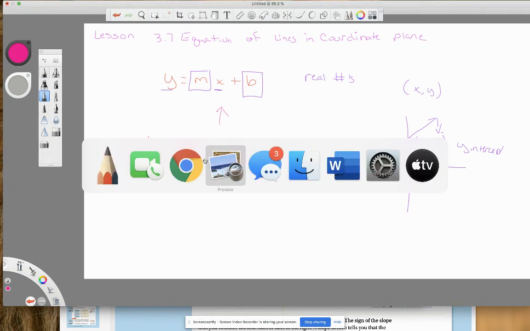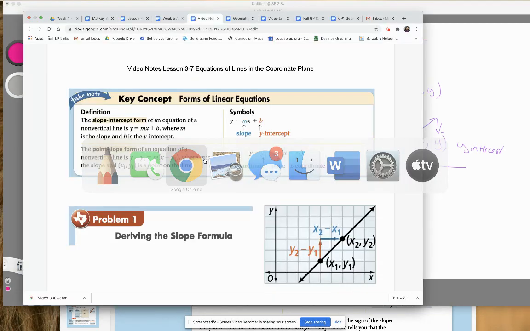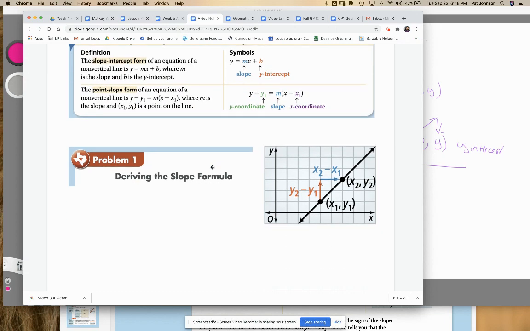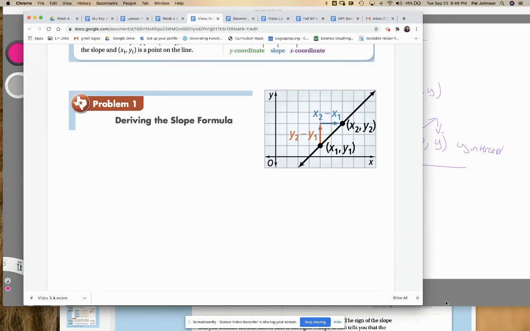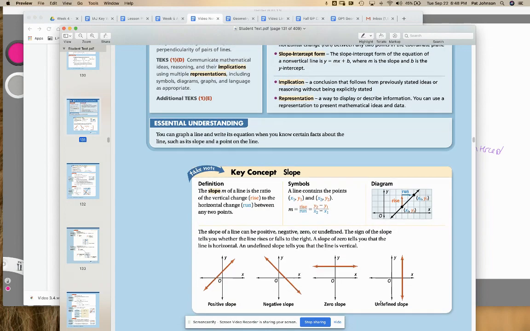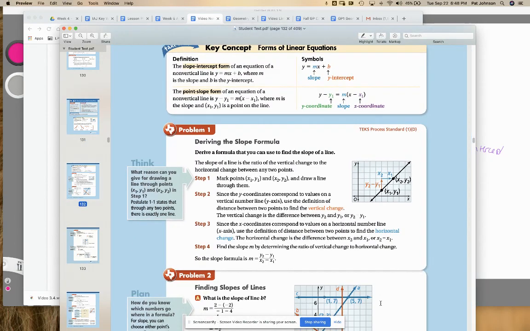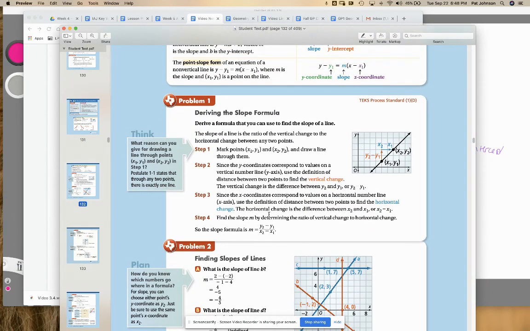So saying that, let's move on to the first formula. So here, they're just deriving the formula of slope, and we'll just go through the book. We're not going to spend a lot of time. So remember the slope of a line is the ratio of the vertical change to the horizontal change between any 2 points. So the first thing is we need to find 2 points, x1 comma y1 and x2 comma y2.